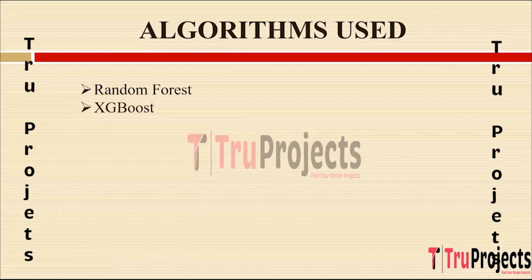XGBoost, extreme gradient boosting. XGBoost is a gradient boosting algorithm known for its speed and performance. It builds multiple decision trees sequentially, refining predictions based on the prior model's error. XGBoost is employed to enhance the accuracy of intrusion detection. It iteratively improves upon the previous model's shortcomings, leading to more precise identification of network intrusion.